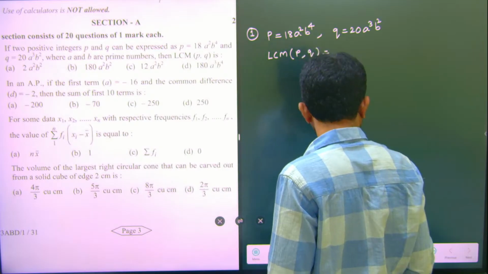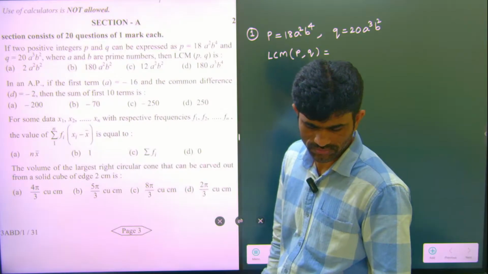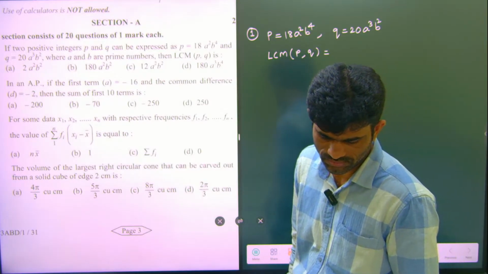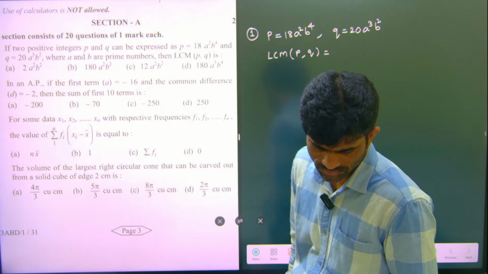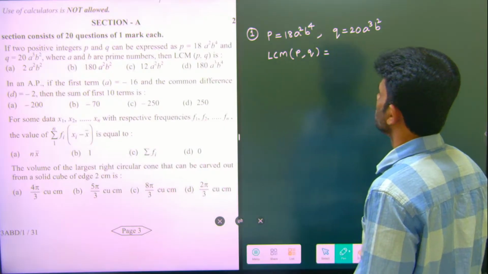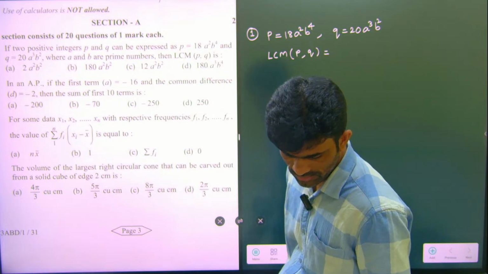Did you find anyone? What is the result of this? How do we find LCM? Got any answer?